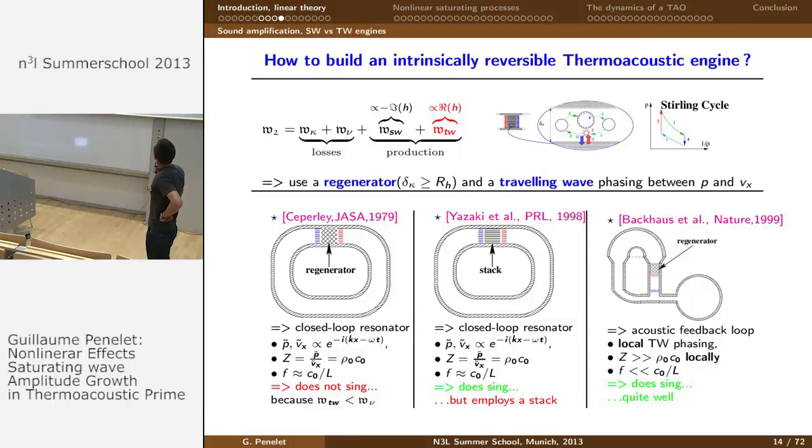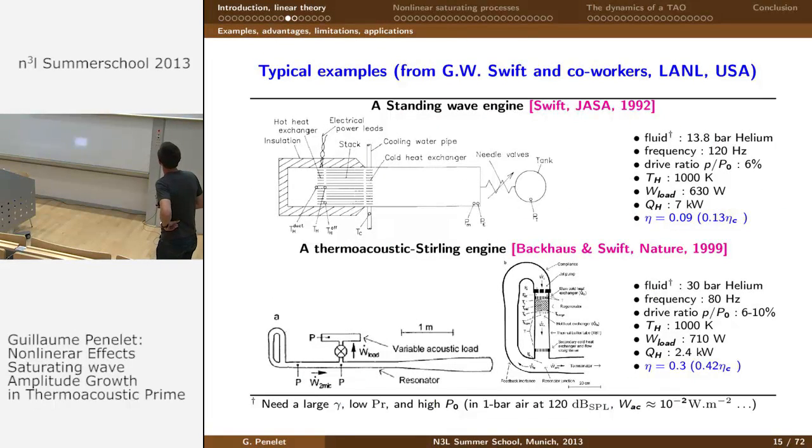thermoacoustic engine, in which we retrieve this closed loop, but we have an acoustic load which is connected to this closed loop. And due to this, we will have inside the regenerator, and only inside the regenerator, a traveling wave phasing, and also the acoustic velocity will be sufficiently small so that the thermoacoustic amplification is larger than viscous losses. And so it works, and it works quite well, as I will show in the next slide.